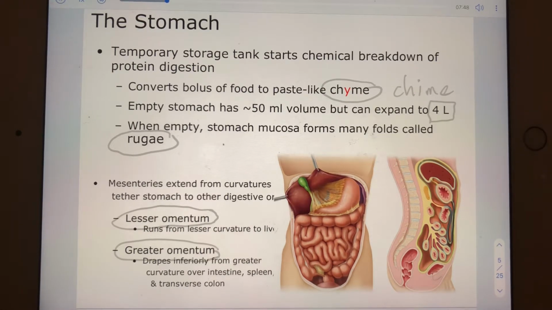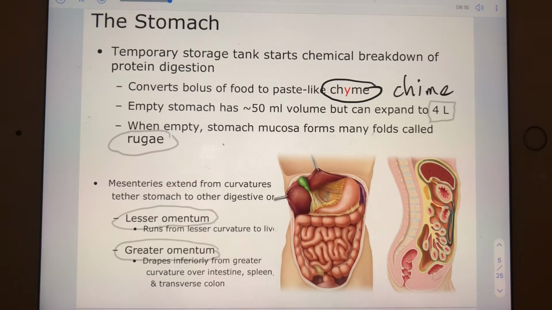Anyway, I think I was talking about chyme. It's fairly conventional to spell chyme with a Y, but this is also technically correct spelling. I just wanted you to notice that on your original slide it's spelled with an I, but I've changed it to a Y because that's how it's typically spelled.